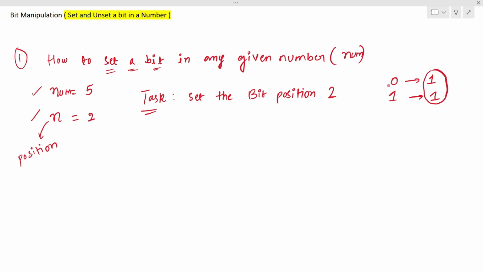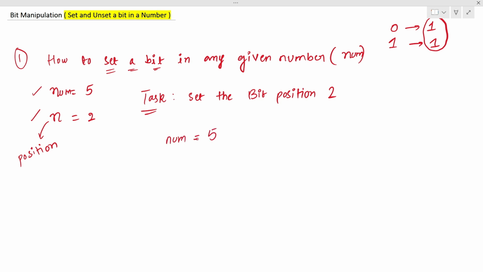We have seen in our previous discussion that setting the bit is nothing but making it 1, and unsetting the bit is nothing but making it 0, right? So keeping this aside, now your task is to set the bit at position 2. What is the number actually? The number is 5. If we try to represent it bitwise, we can write 0 1 0 1. Here it is 1, here it is 2, here it is 4, here it is 8. 5 is nothing but 4 plus 1, so both are set, right? So 0 1 0 1 is our actual bitwise representation.